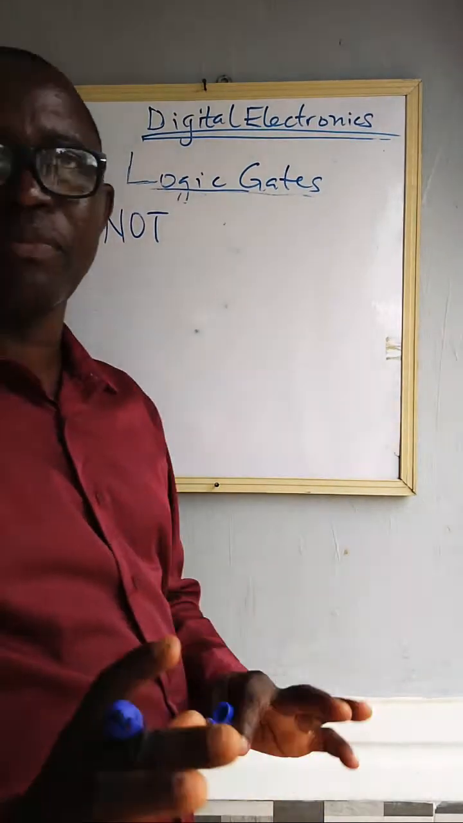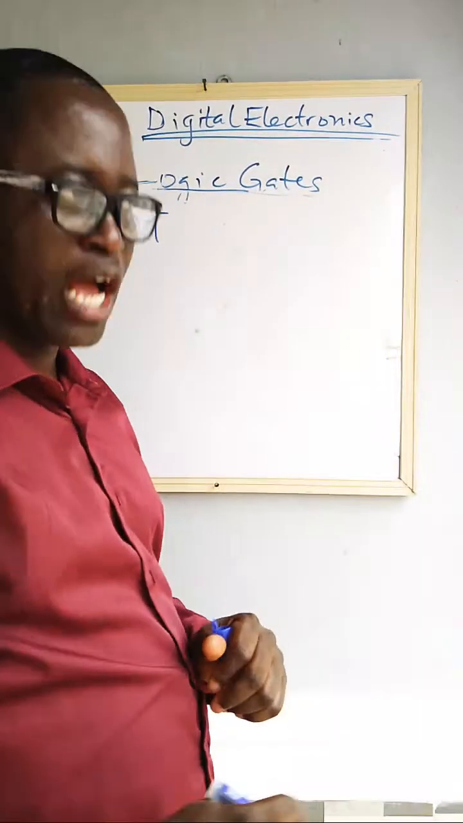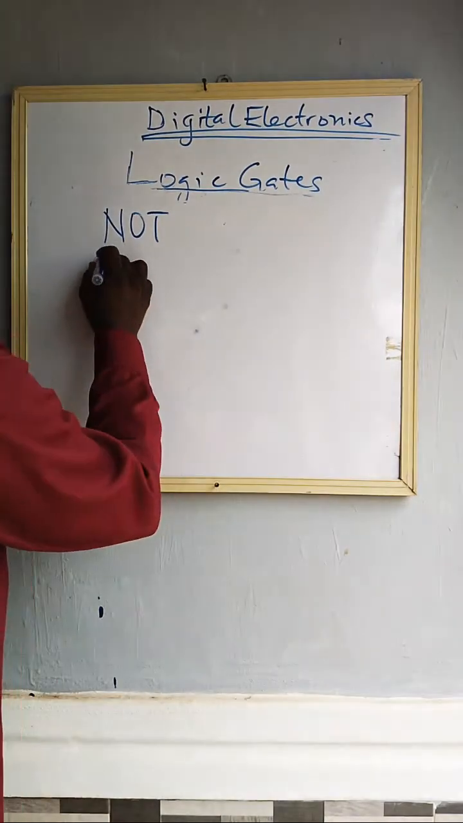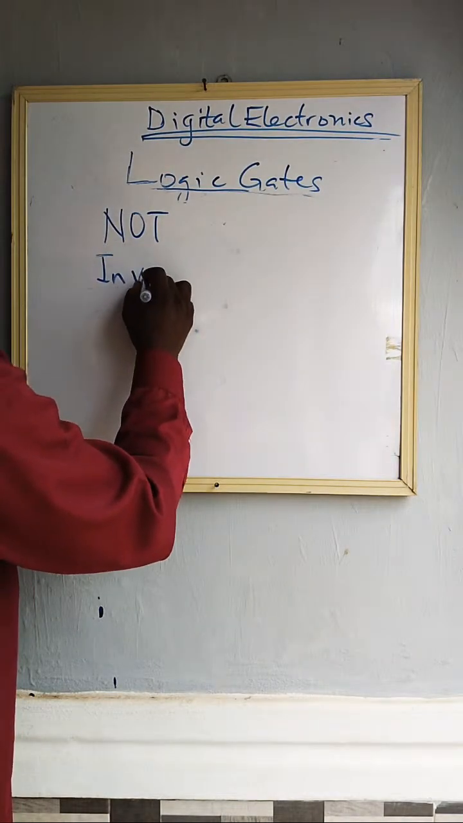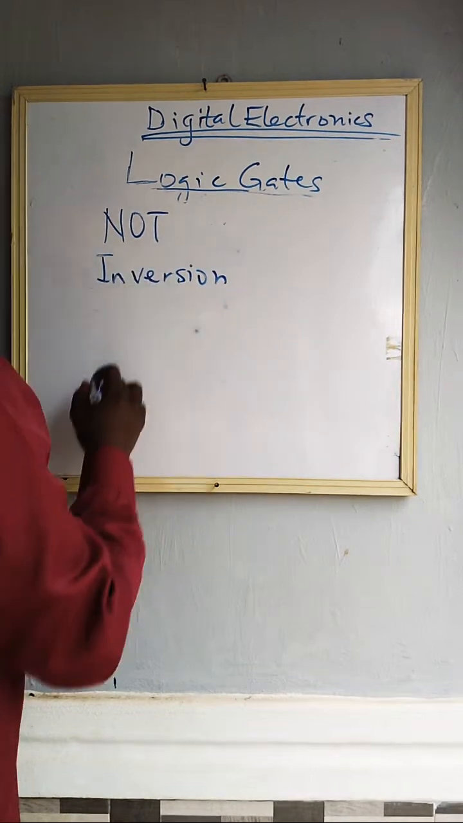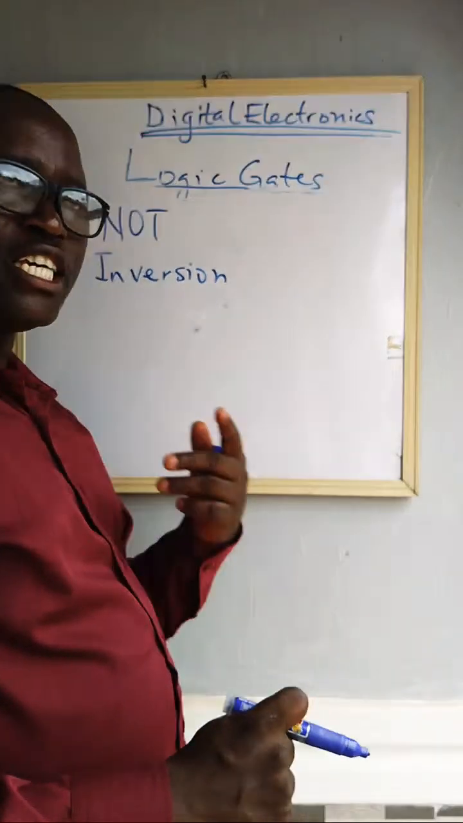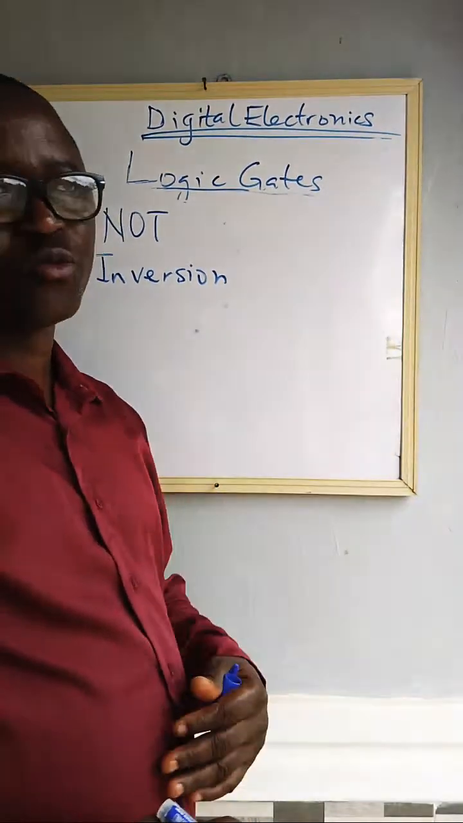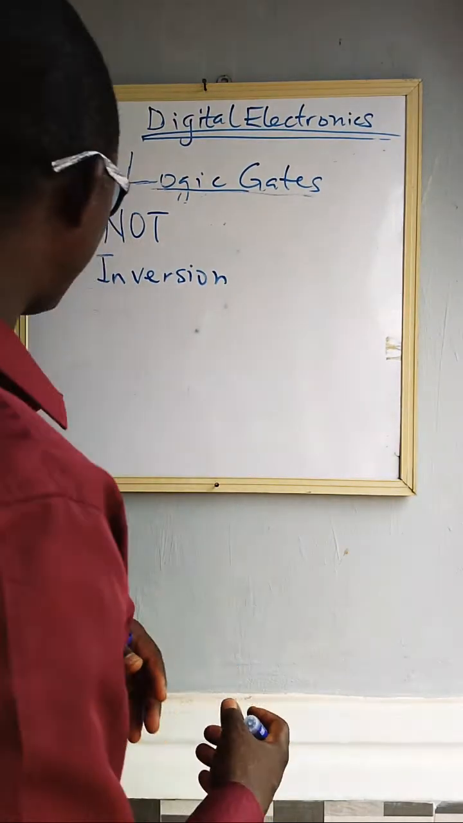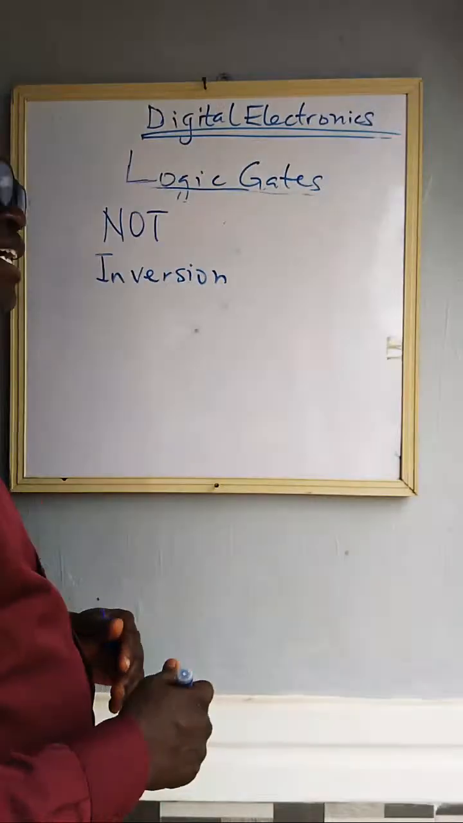The NOT gate is the simplest of all the gates, and it usually has only one input and one output. It is called an inversion gate. Why? Because when you give a high to the gate as input, it gives you a low at the output. It changes the logical state to the opposite. Likewise, if you give a low, it inverts it and gives you a high at the output.